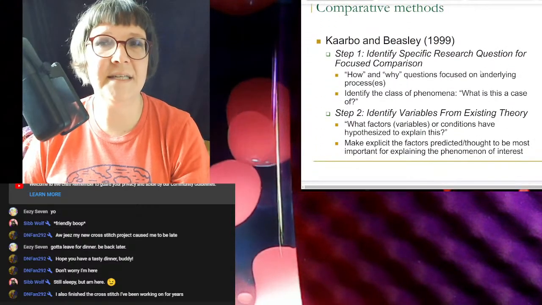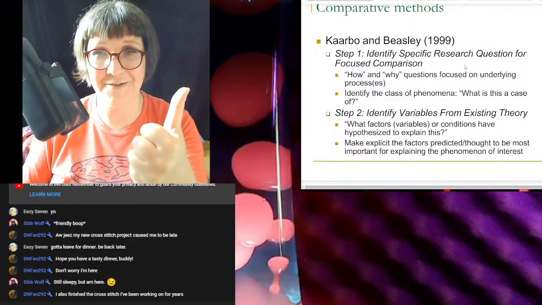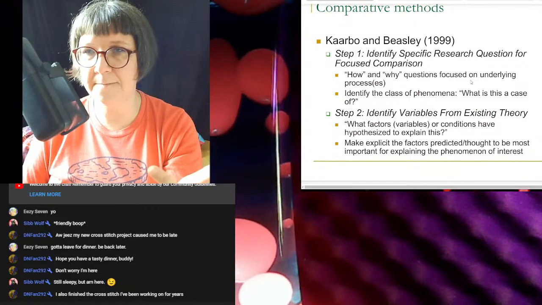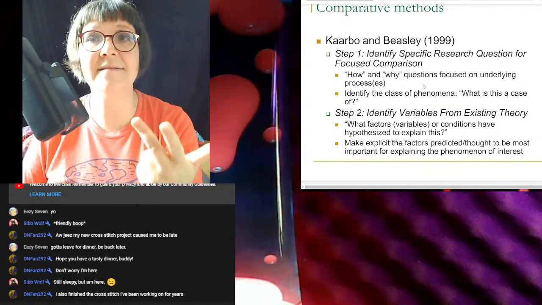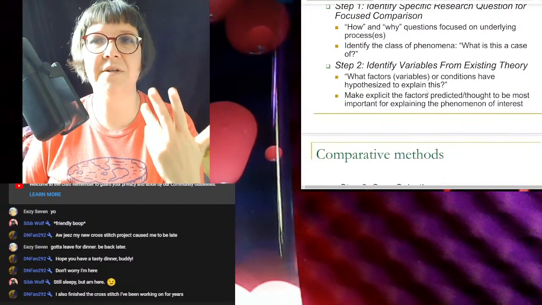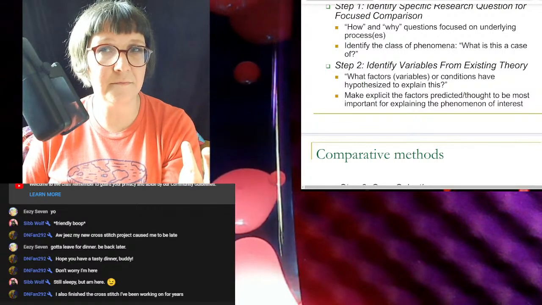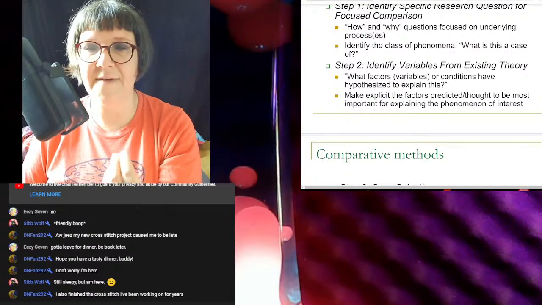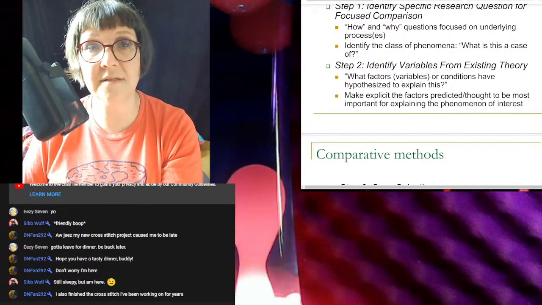So they recommend identifying specific research questions for focused comparison. What is my question? How and why will focus on processes. If you want to understand what or who, you'll be identifying a class of phenomenon. Step 2, identify your variables from existing theory. What factors have been hypothesized to explain this? Be explicit in the factors that you're using to predict or think are most important in explaining your phenomenon of interest.